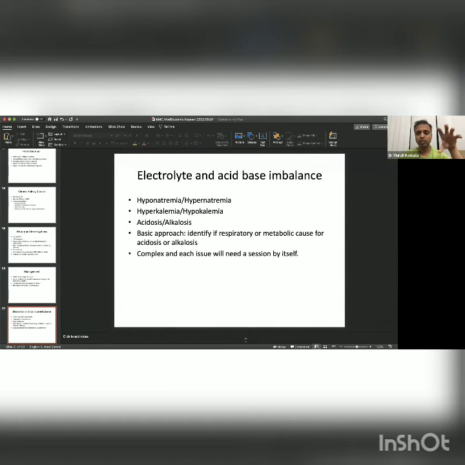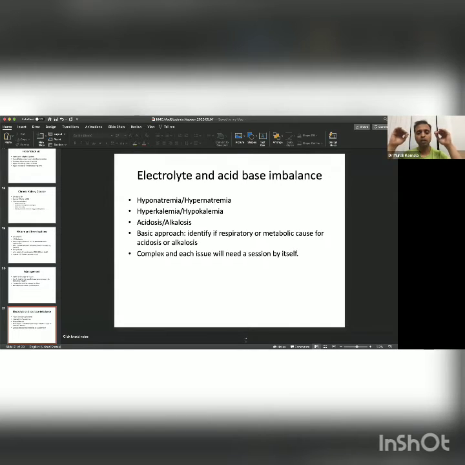So I'll just briefly touch on electrolyte and acid-base imbalance. The most important imbalances that you need to know about are hyponatremia and hypernatremia. One thing to remember about hyponatremia and hypernatremia is that it is not excess sodium or low sodium. It's actually a problem with the water balance. So if you have excess water, you develop hyponatremia. If you have less water, you develop hypernatremia. So it's more to do with your sodium and water balance than the total sodium content.